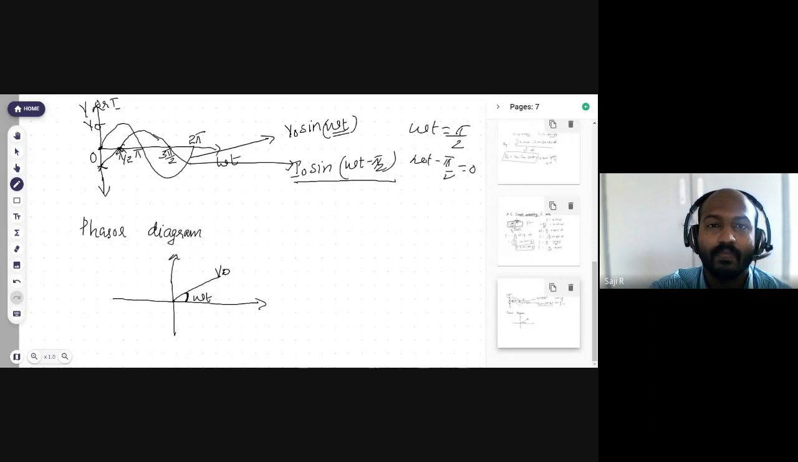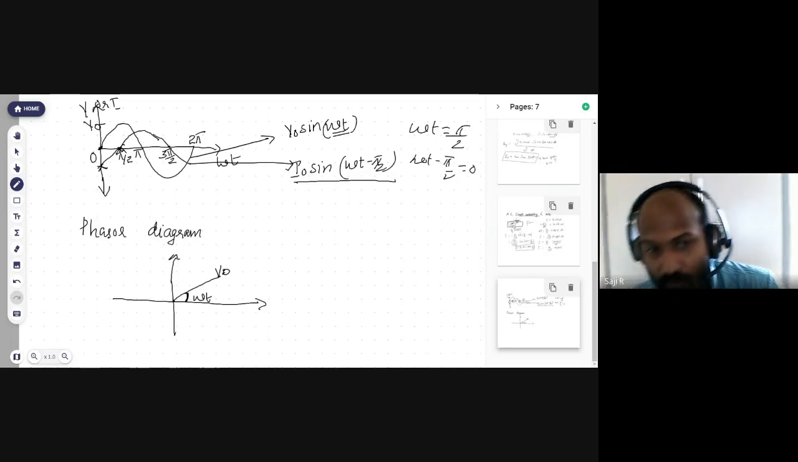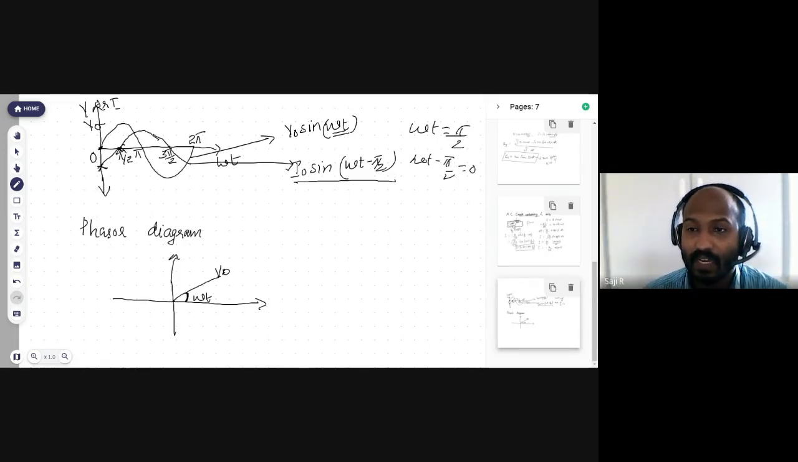And normally, if an angle is measured along the anti-clockwise direction, that angle will be considered a positive angle. And if an angle is measured in the clockwise direction, that will be considered a negative angle. That is the direction of an angle. Positive and negative of an angle means this. Now, I'm going to draw that voltage.